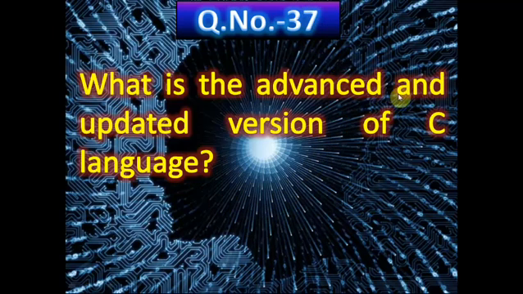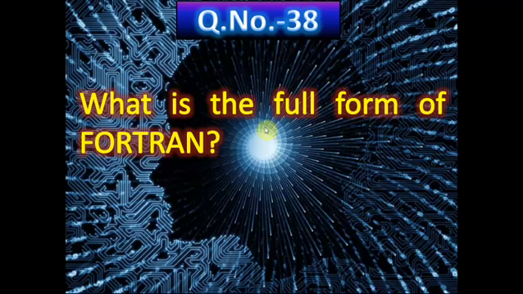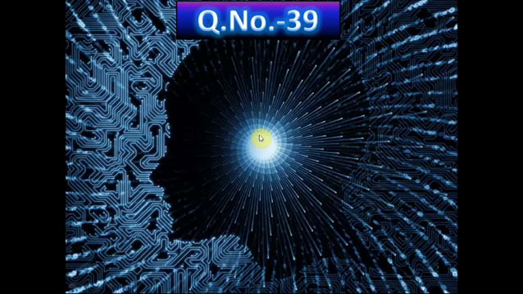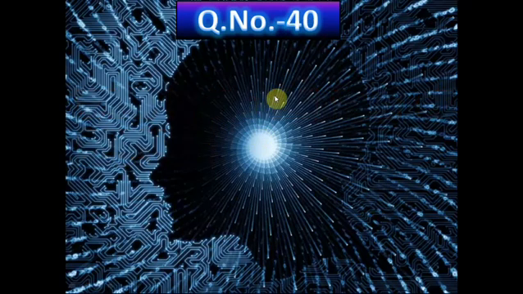Now next question number 37. What is the advanced and updated version of C language? Now question number 38. What is the full form of Fortran? F-O-R-T-R-A-N, Fortran. Now question number 39. What is the full form of COBOL? C-O-B-O-L, COBOL. Now question number 40.